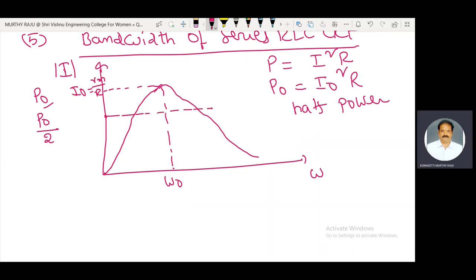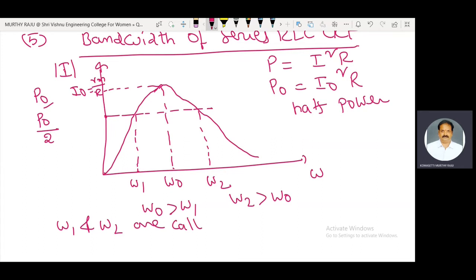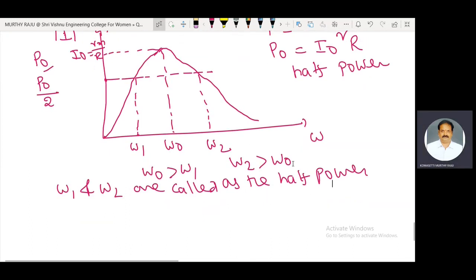Draw a line here. This one is omega 1, and this one is omega 2. Omega naught is greater than omega 1, and omega 2 is greater than omega naught. These omega 1 and omega 2 are called the half power frequencies.